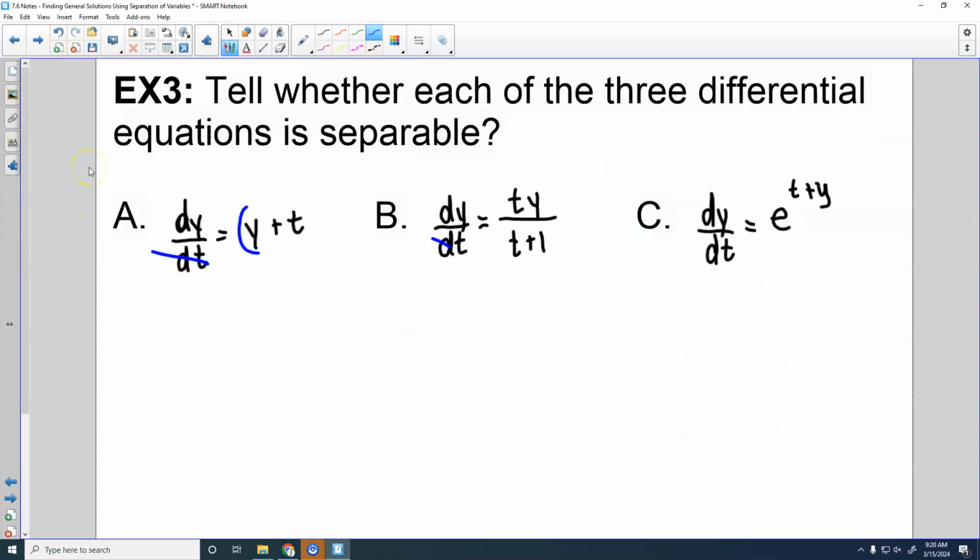All right, let's try another one. Actually, no. This one is not one you're solving. I want to know whether these are separable or not. Okay? So you don't necessarily have to write all those directions if you want. But I want to know if these can be separated or not. Meaning, can we get all the T's on one side and all the Y's on the other for this?